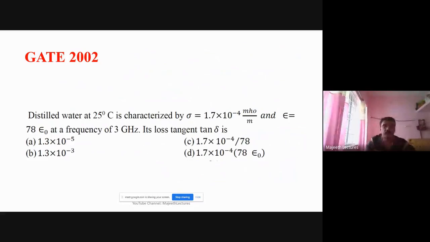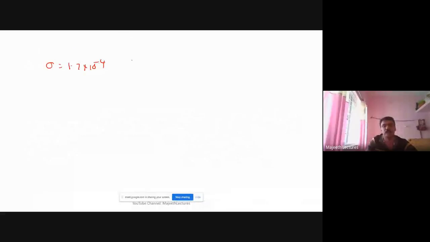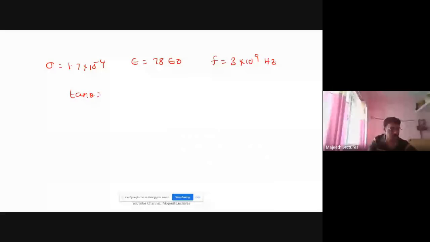A distilled water at 25 degrees is characterized by sigma equal to 1.7 into 10 power minus 4, and epsilon equal to 78 epsilon naught. Frequency 3 gigahertz, f is equal to 3 gigahertz. What is the loss tangent? Loss tangent tan delta is given by sigma by omega epsilon.